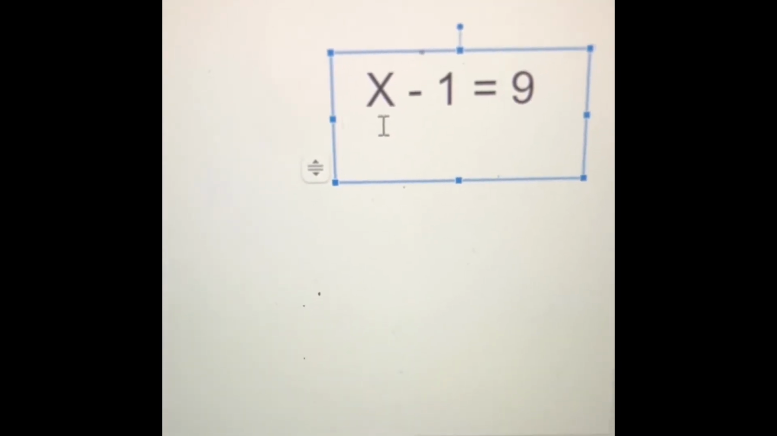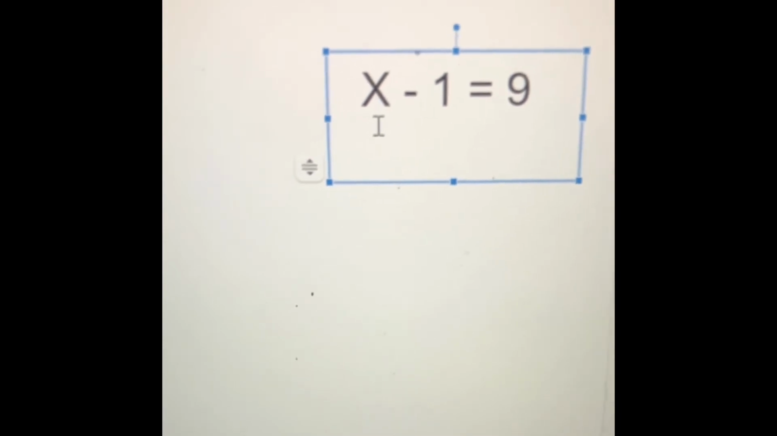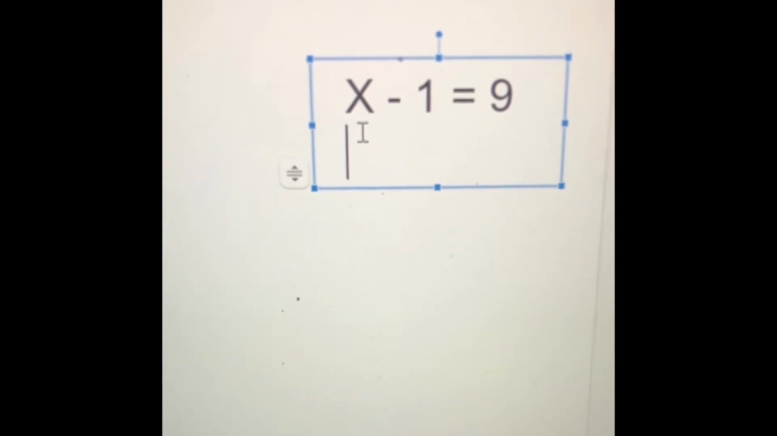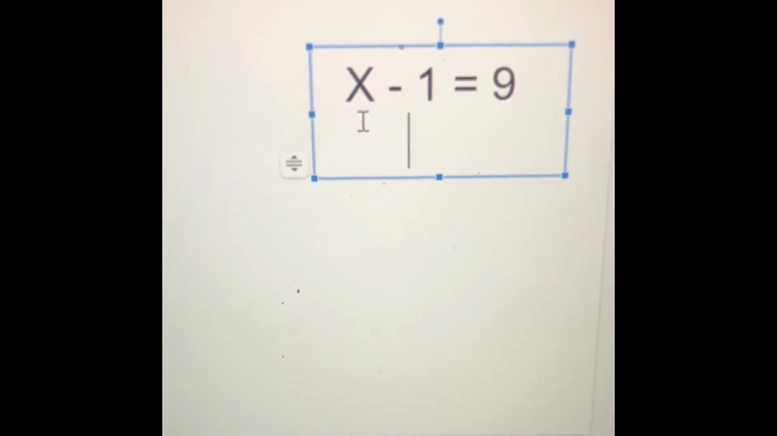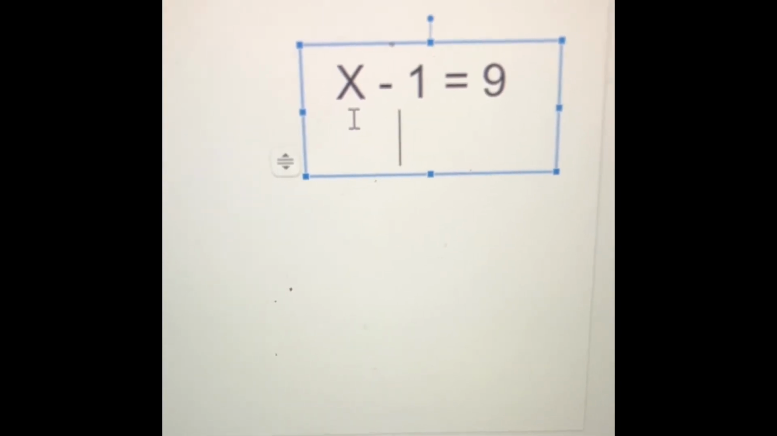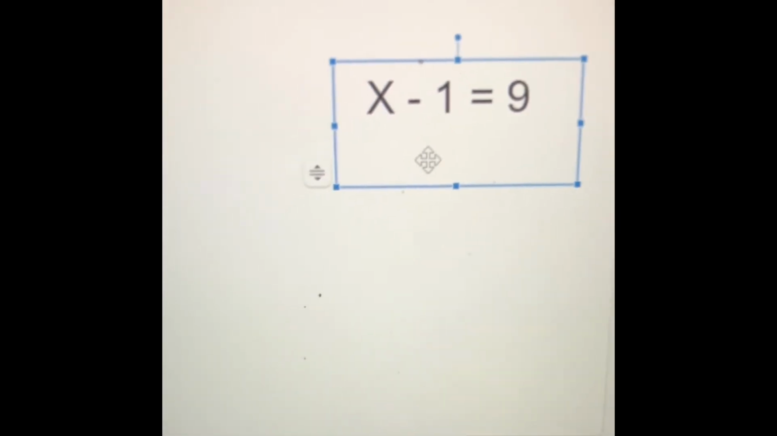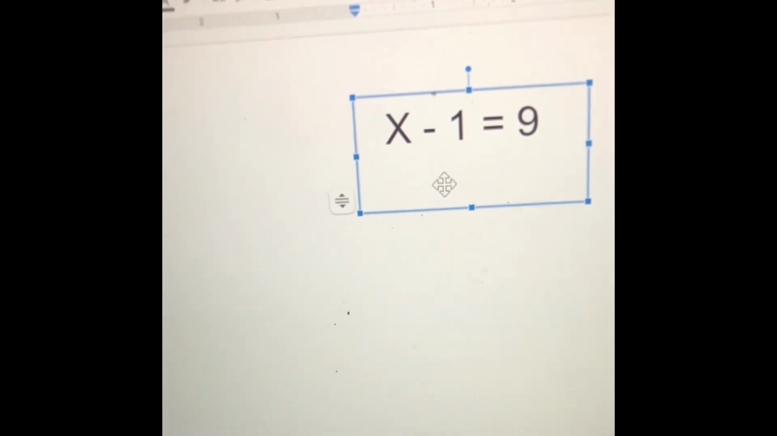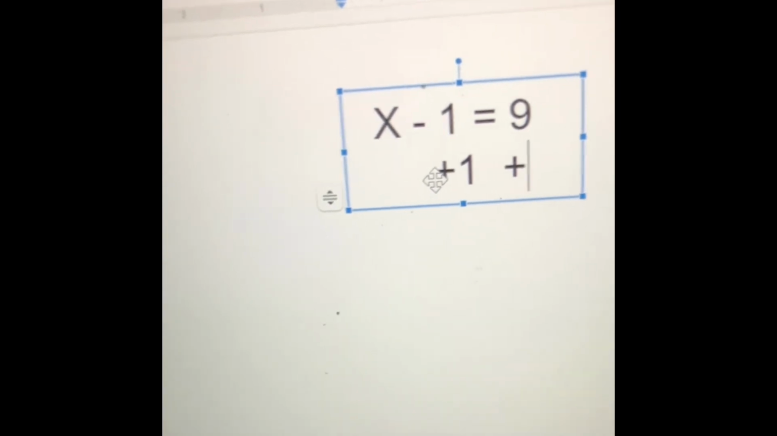Alright, so we are now on example number 3, x minus 1 equals 9. So first step, we got to get the like terms on the same side of the equal sign, and we do that by doing the opposite of whatever the operation is. Since this is a subtraction problem, to get the 1 on the other side of the equal sign, we have to add the 1. Plus 1 over here, plus 1 over here.